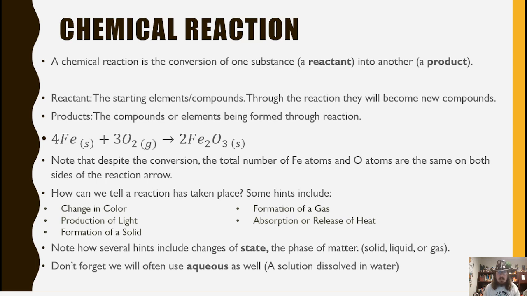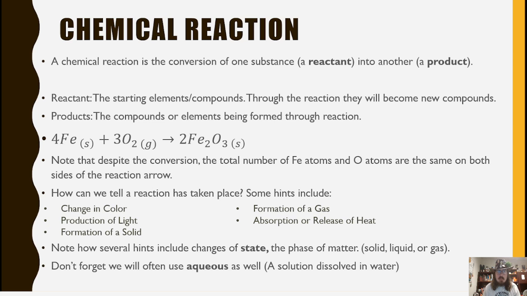In this reaction, you'll see 4 atoms of iron undergo reaction with 3 oxygen molecules to form 2 iron(III) oxide molecules. Note that the 4 atoms of iron match the 4 atoms of iron on the right. The 6 atoms of oxygen match the 6 atoms of oxygen on the right. So the arrow shows that the reaction proceeds to the right.